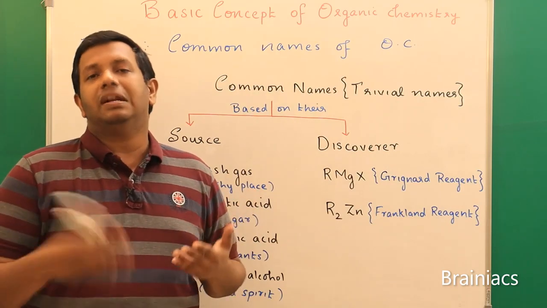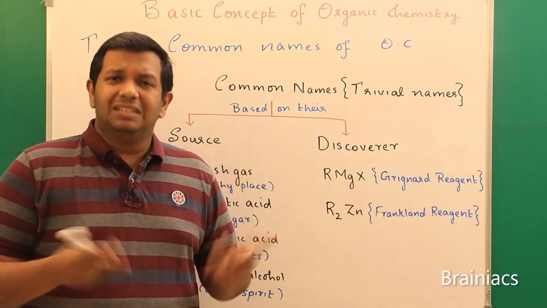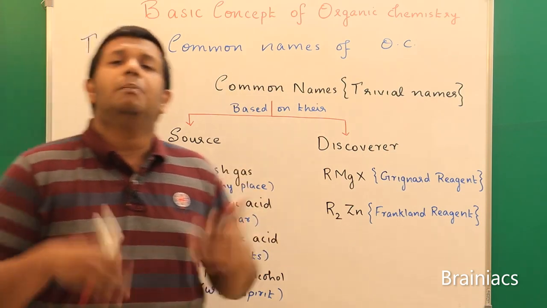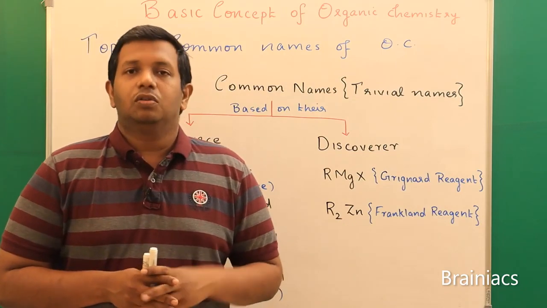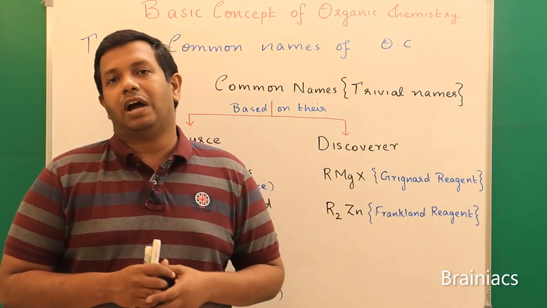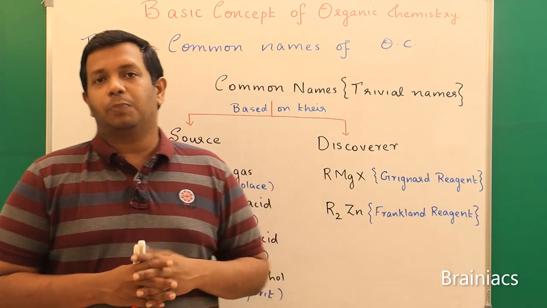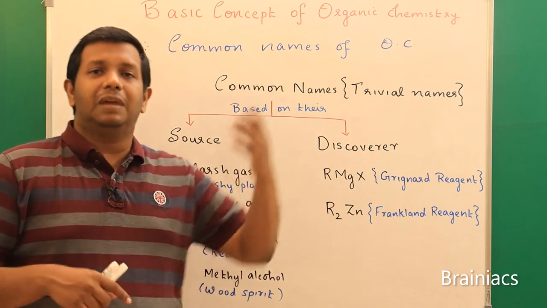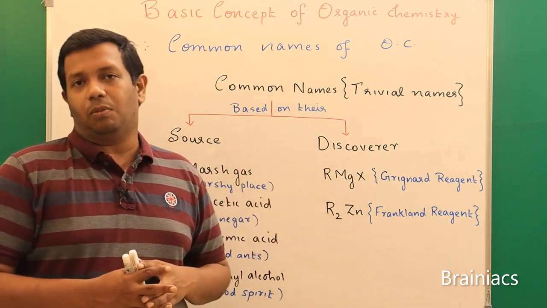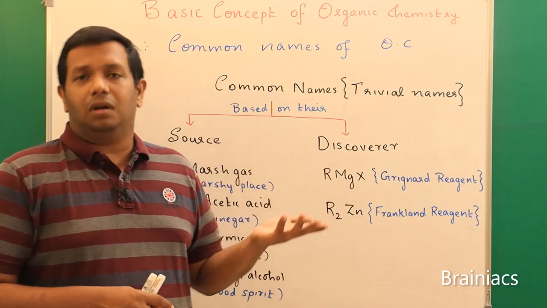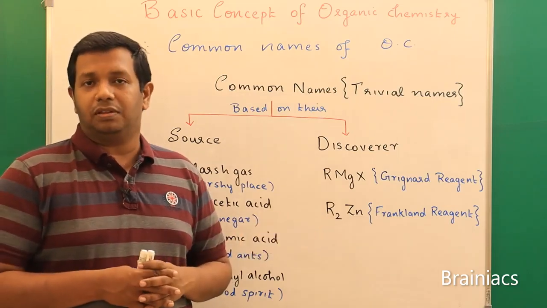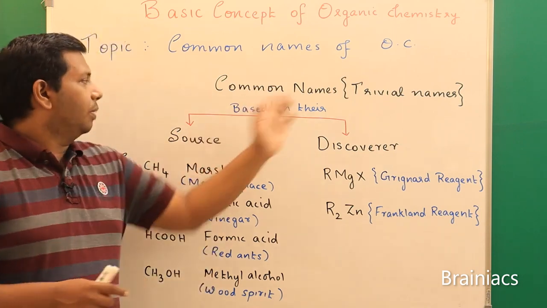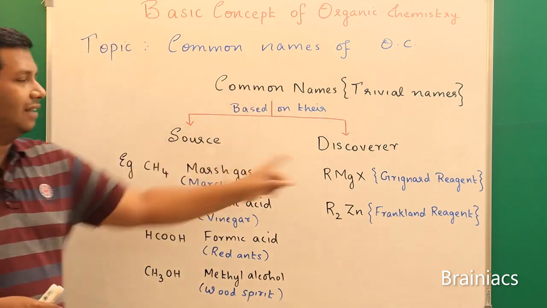What happened later is there became a conflict, because people started discovering similar organic compounds, but their names were very much common. So they formed a body called IUPAC, the International Union for Pure and Applied Chemistry. After some years they put some guidelines to name an organic compound. But still some common names are widely accepted by IUPAC. I have already discussed that, I hope. So common names are classified based on their source and discoverer.